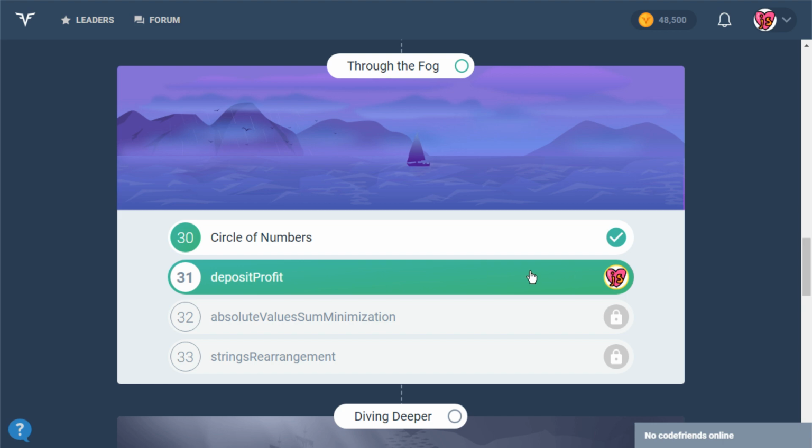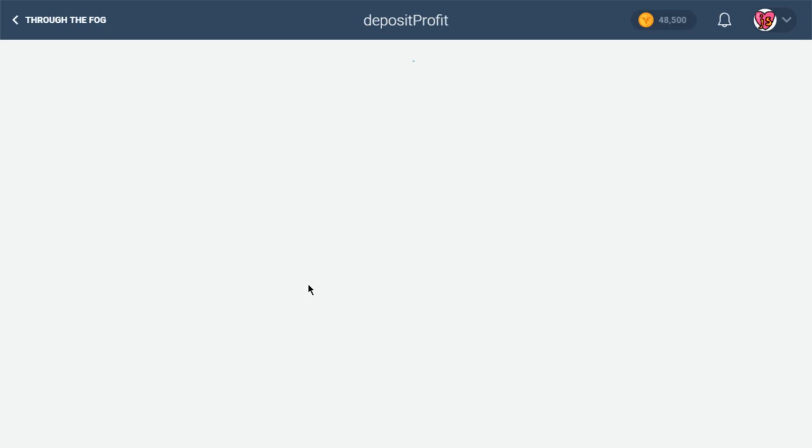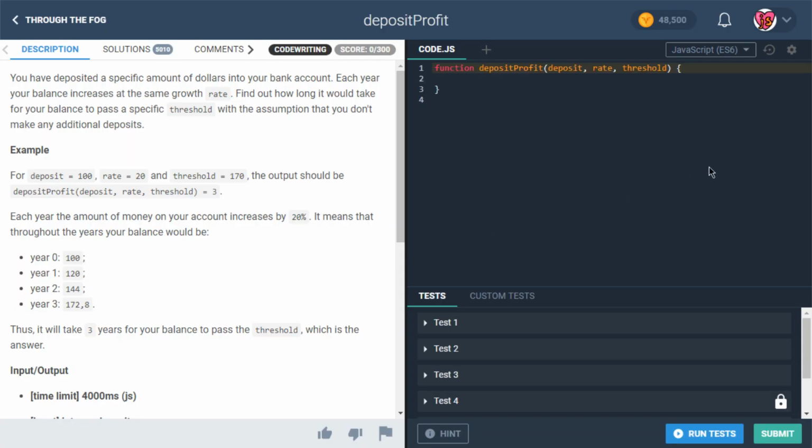So we'll start with deposit profit over here. Okay. So basically, we're talking about a bank account situation. We've deposited some amount of dollars. That's going to be one of the parameters that they're giving us. So this one here, deposit. And we're basically depositing it at a given rate, an interest rate. And we want to find out how long is it going to take for the balance to pass this threshold.